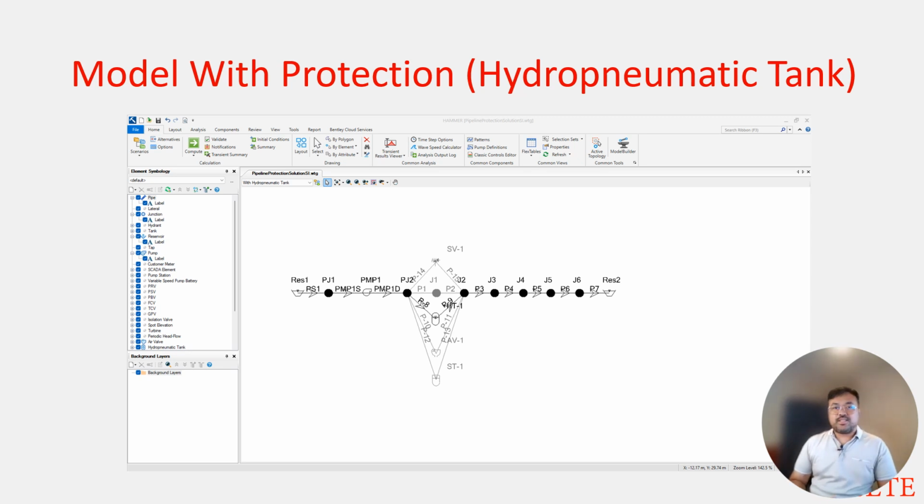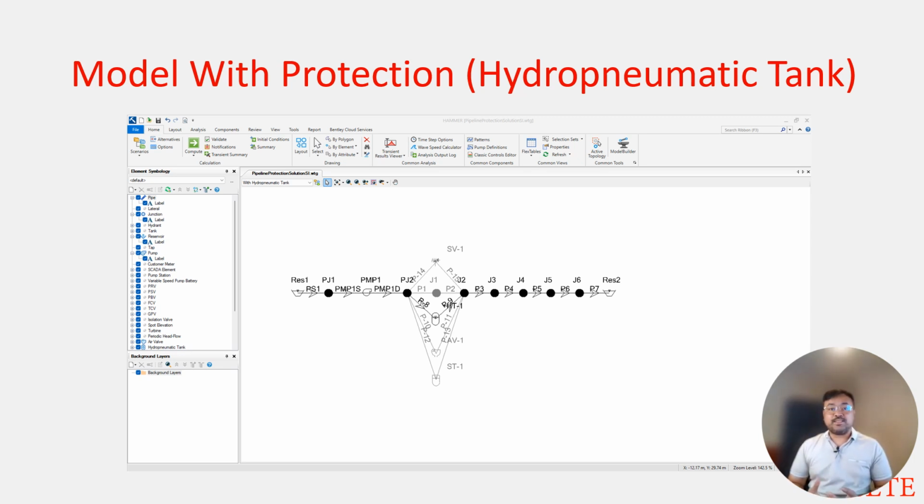Next, we introduce a hydropneumatic tank into the system as a protective measure. Hydropneumatic tanks are commonly used in water distribution networks to absorb pressure surges and prevent water hammer from causing damage. In this model, we place the tank near the pump where the pressure spikes are most severe. Adding this protection, we can control the pressure fluctuations more effectively.